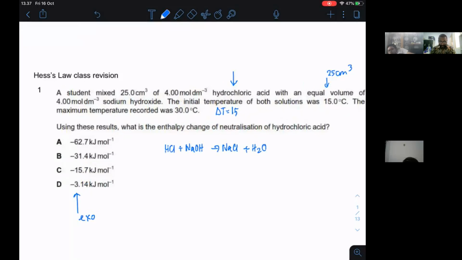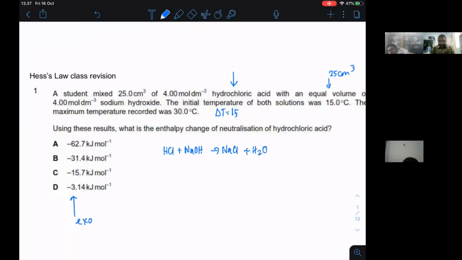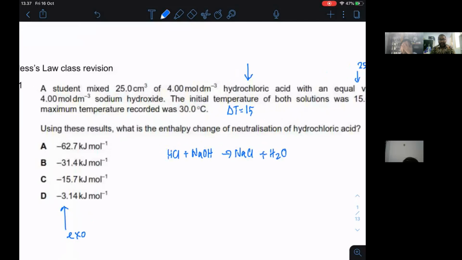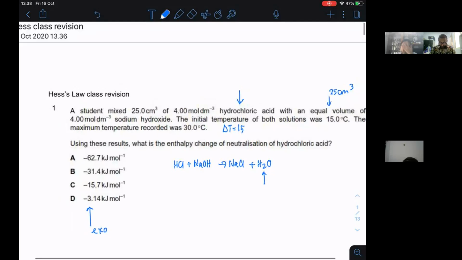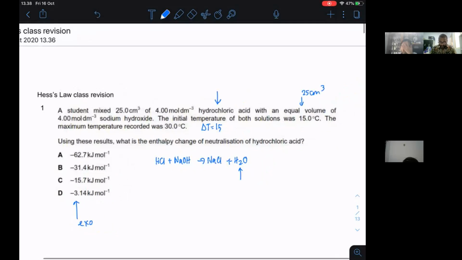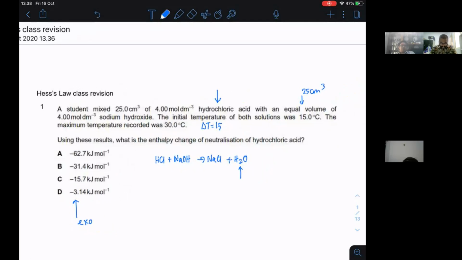According to the definition, the enthalpy change of neutralization is the energy released when 1 mole of water is being formed. So here 1 mole of water is being formed. What I need to do is still calculate Q equals MC delta T first.